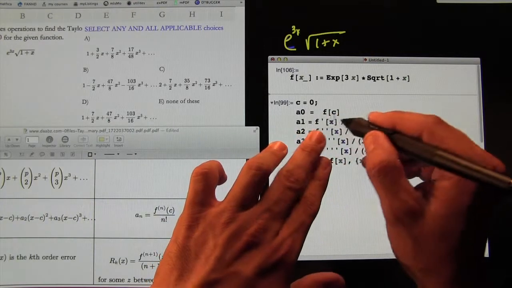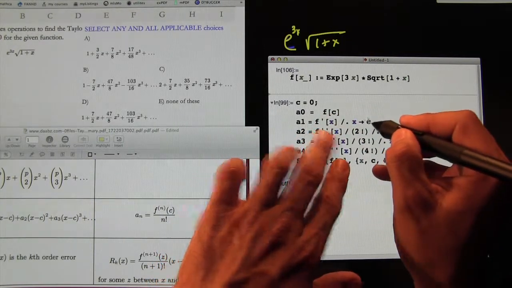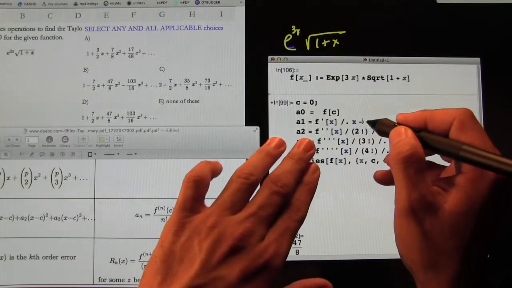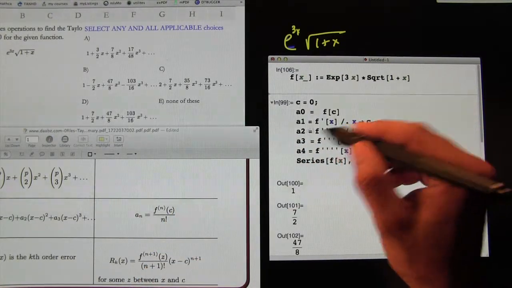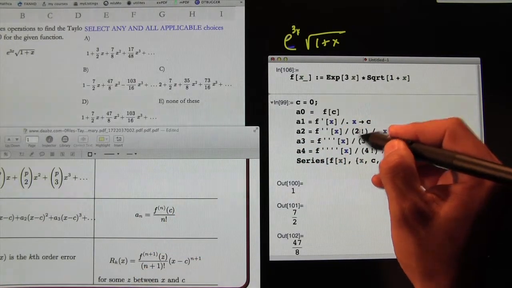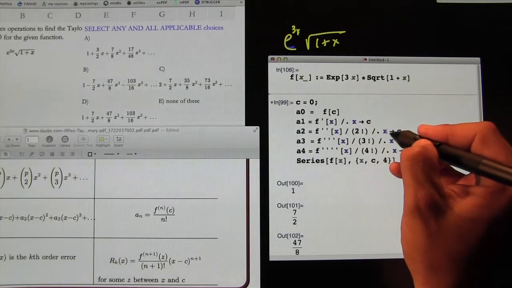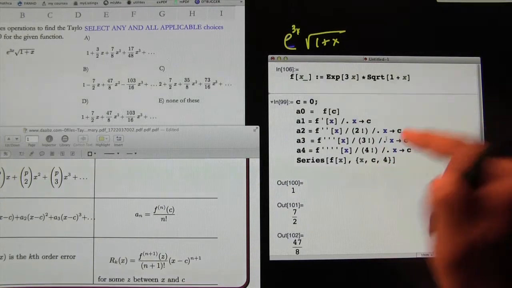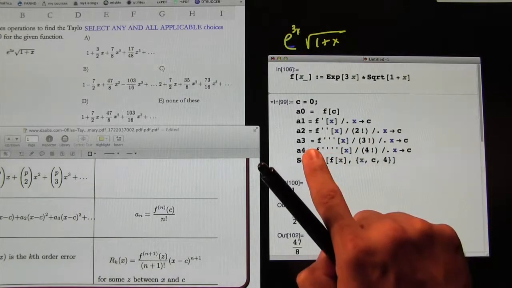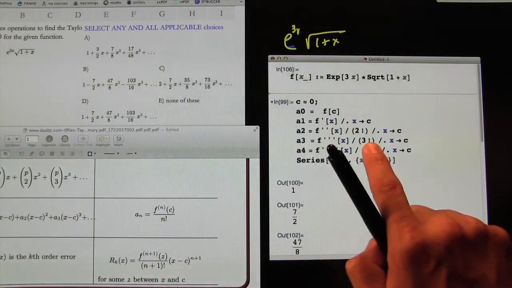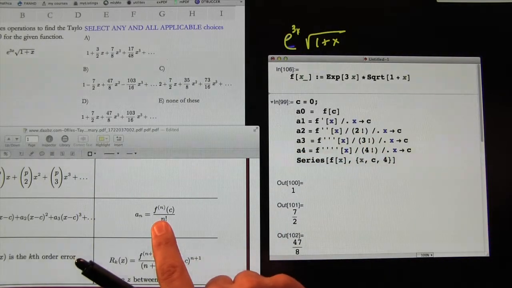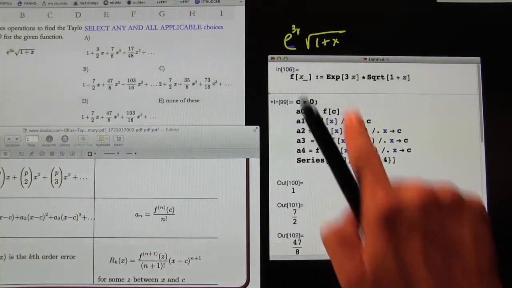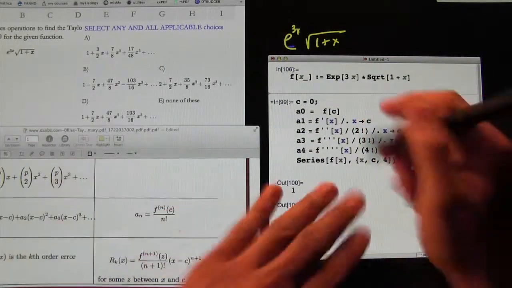My linear coefficient will be the first derivative, evaluated at x equals c. The second one will be the second derivative divided by 2 factorial. And once you do that, you replace x with your constant. This part right here means replace my x with a constant. The third one is the third derivative divided by 3 factorial. That's exactly this formula being expressed. This is Mathematica syntax, by the way, but you can use any calculator you want.